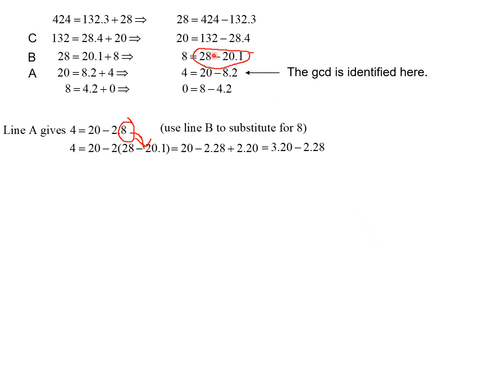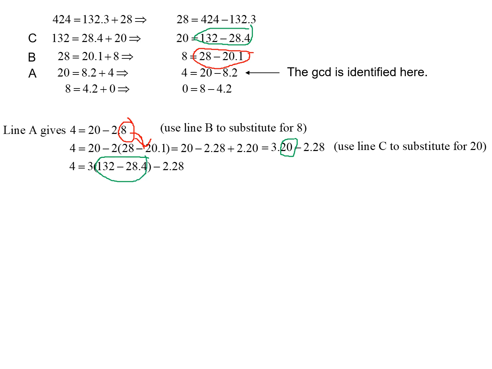The next line, that is C. When we substitute line C, we have an equivalent of 20 in line C. So 20 is actually this, and we're going to substitute 20 over here. Then next we simplify. It is 3 times 132 minus 3 times 4, 12 of 28 minus 2 of 28, and then we combine the alike terms together. So 12 minus 2 is minus 14.